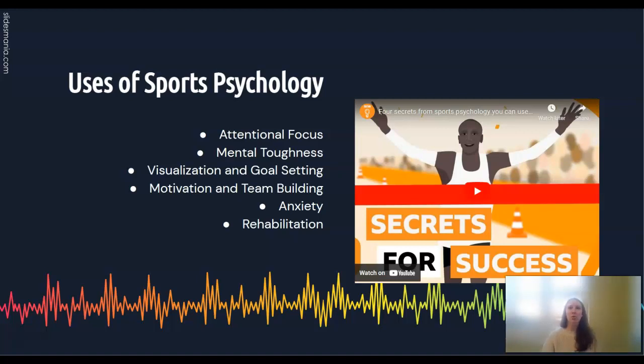Being able to see the future that you want for yourself and set measurable, achievable goals that are motivating. Motivation and team building. Some sports psychologists work within teams. A lot of colleges actually have sports psychologists on staff that can work with different teams. Obviously, a lot of professional sports have sports psychologists.